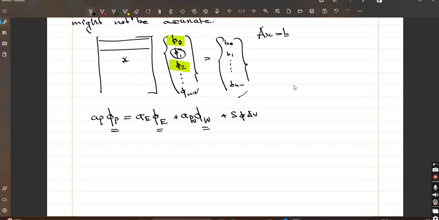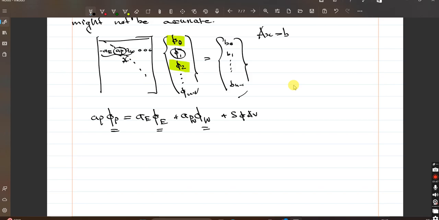This will only depend on these two values, right? So what we can see is that if we populate this whole row, it will comprise of minus AE, AP, minus AW, and the rest of everything will be 0, right? So this whole row will only have these 3 entries. Okay, and this AP term will be on the diagonal.